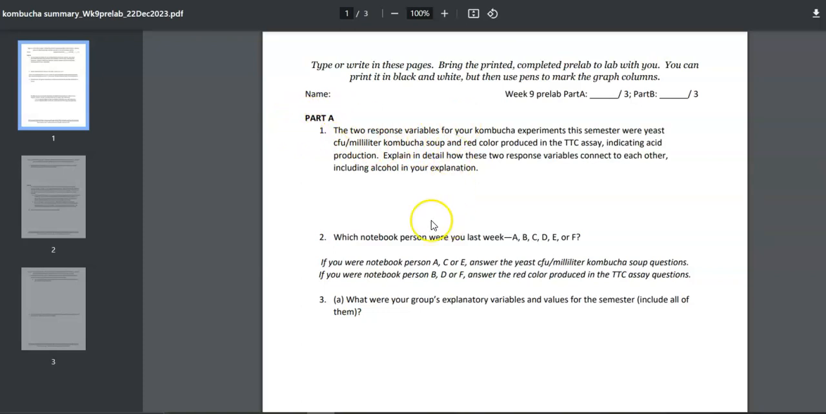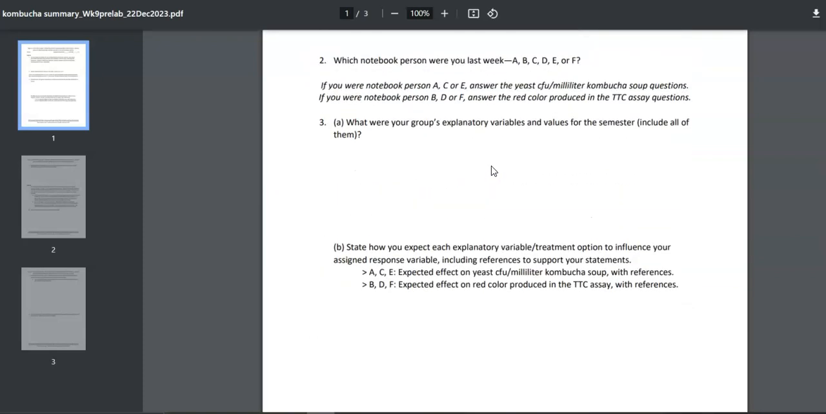So for Part A, you're going to talk about the yeast CFU per mil concentration and then the acid produced. Hopefully this all makes sense to you. If not, you could go back and watch the week 8 video and that should give you some tips. You'll write down which notebook person you were last week. So on week 8, which notebook person were you? You will turn in a document for the week 9 notebook, which I'll show you later in this video, but you will not do a normal notebook for week 9. So this is which notebook person were you for last week?